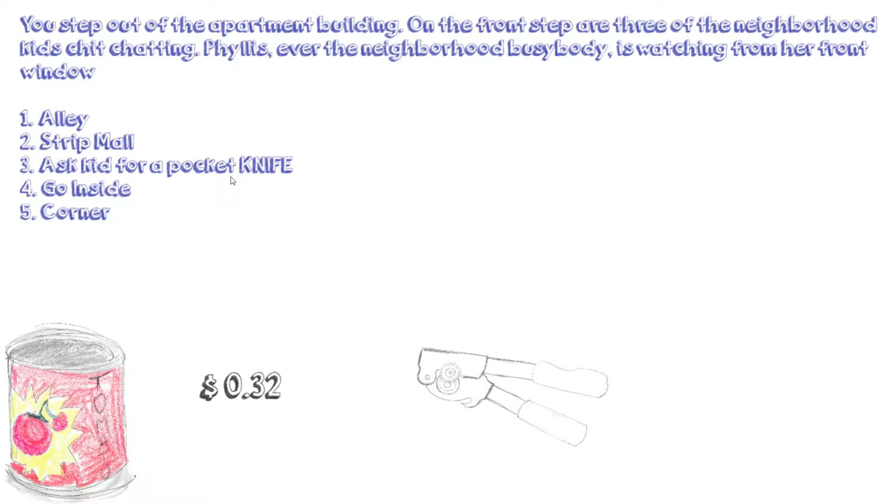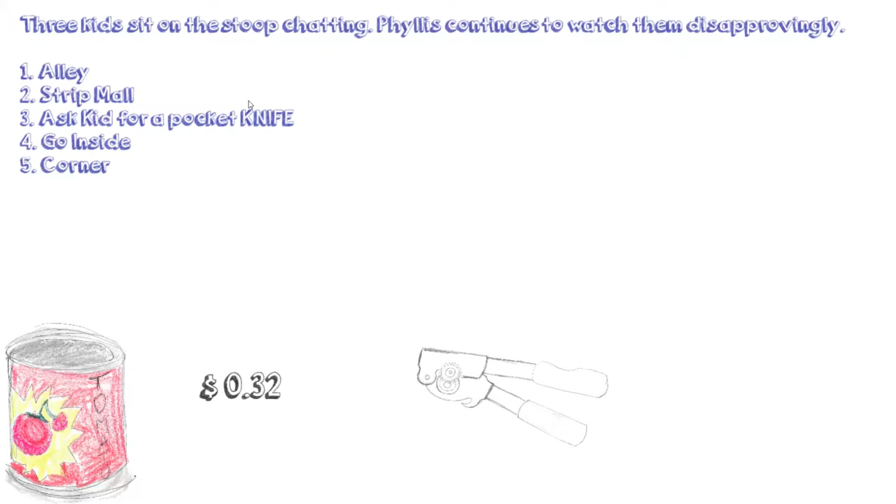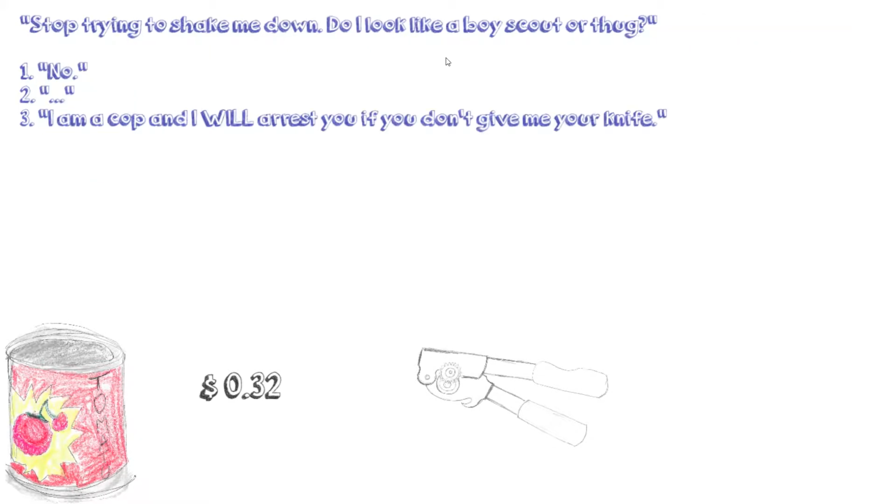You can ask the kid for a knife, and he responds as such. Now, we know that Phyllis from the previous text is a busybody. She's watching disapprovingly. So, if we ask the kid for a knife, and we say something stupid like option number 3, what happens is something that's not entirely unpredictable.